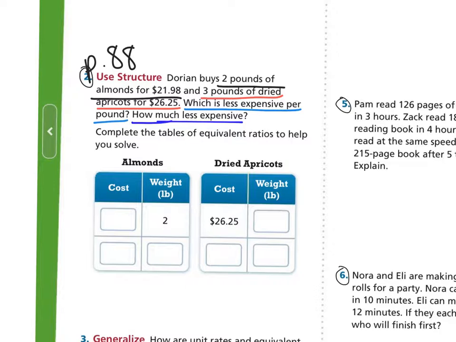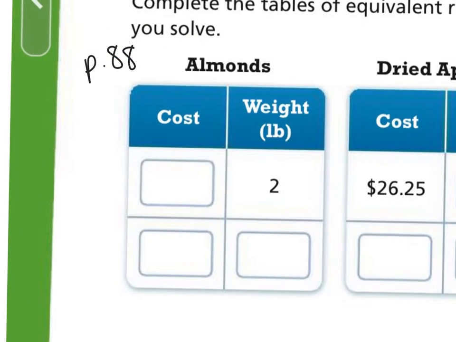Okay, so when it says less expensive per pound, we're trying to find what the cost per pound is. Finding the cost per pound, we need to take the price divided by the number of pounds. So for the almonds, if we look at the almonds for 2 pounds, they tell us that that was $21.98. So if we want to find our unit rate, our unit price, if we divide our price by the number of pounds, that will tell us how much 1 pound costs.